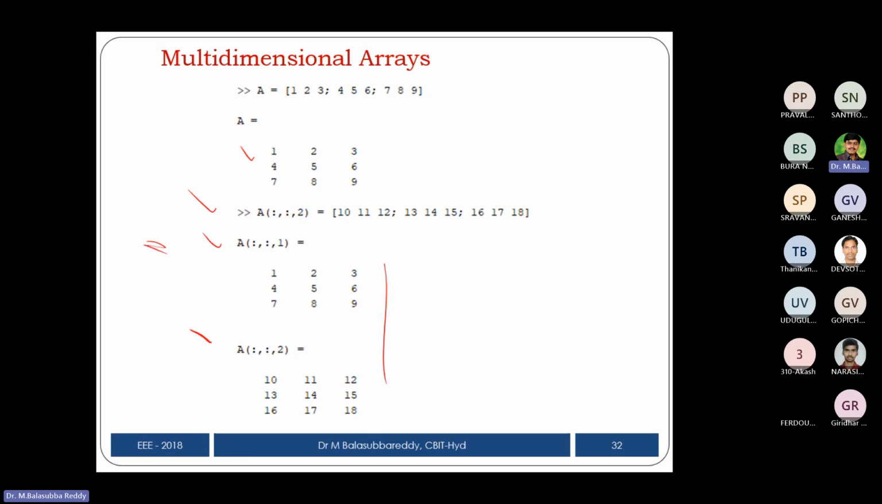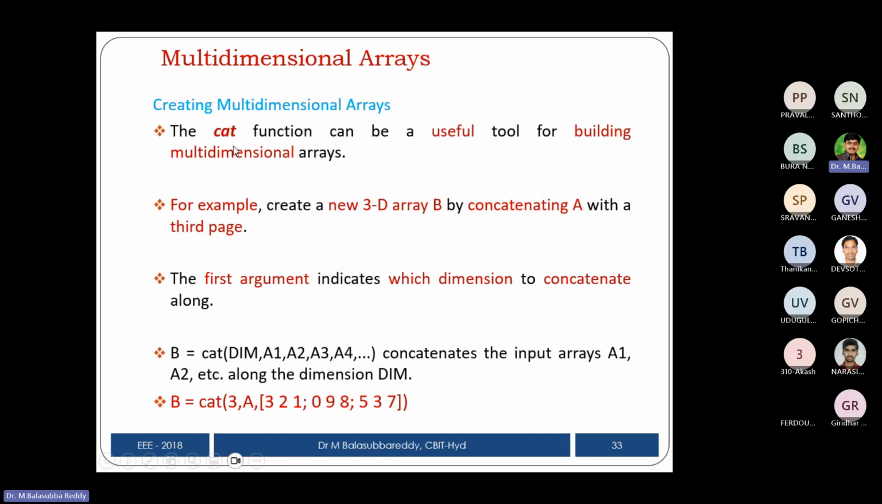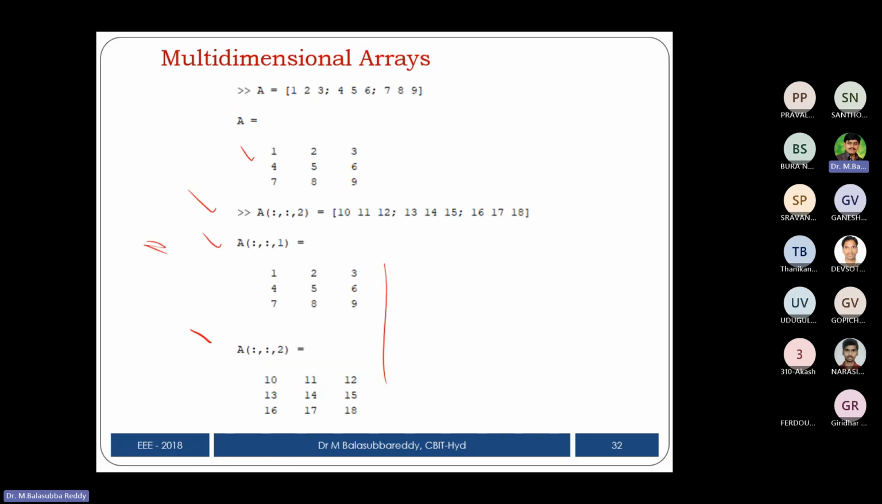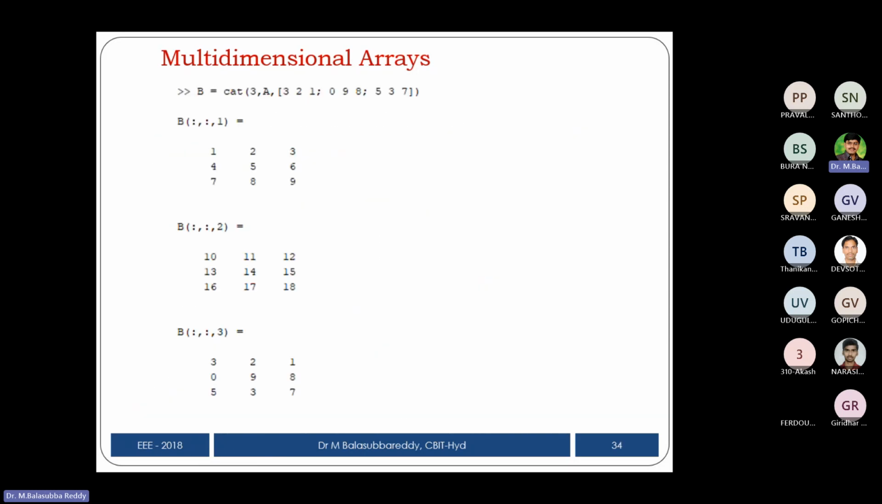We'll get the information. Now, there is another way, using the cat function. The cat function can be a useful tool for building a multi-dimensional array. So we can assign directly, or you can go with this fashion also. You can see here the dimension. Now we are assigning that A matrix to B, and the third page we are adding with this data. So this is the third page data. If I enter, you can get the third page as 3, 2, 1, whatever they mention here.